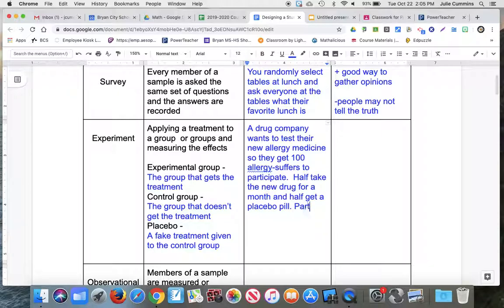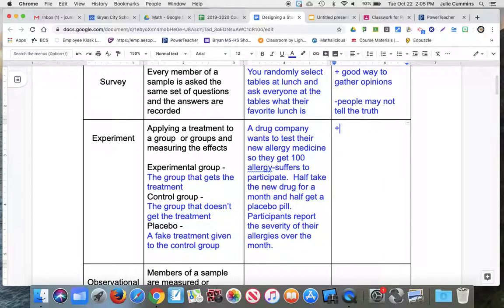And then at the end of this, the participants report the severity of their allergies over the month. The important thing about experiments is that you have a control group because you need to be able to compare, like how did the two groups differ? Did the drug actually make a difference or was it just because of other factors? So that's the key thing about experiments.